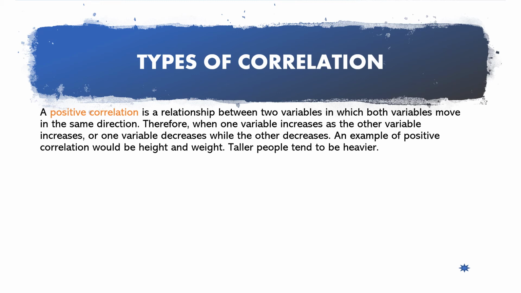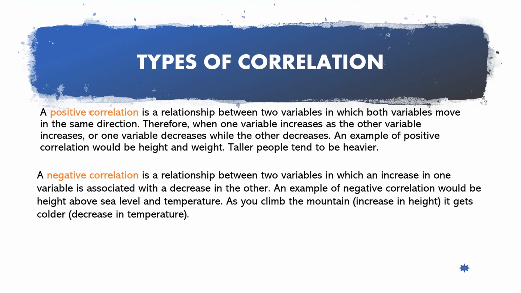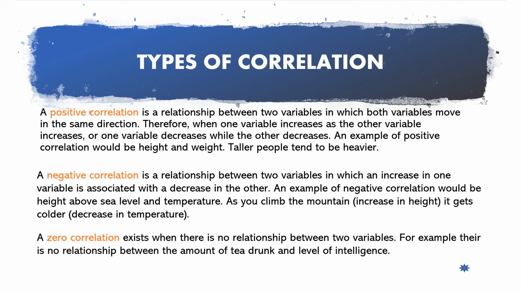Another one is a negative correlation. A negative correlation is a relationship between two variables in which an increase in one variable is associated with a decrease in the other. An example of negative correlation is height above sea level and temperature. As you climb the mountain, it gets colder. The last one is the zero correlation. A zero correlation exists when there is no relationship between two variables. For example, there is no relationship between the amount of tea drunk and level of intelligence.